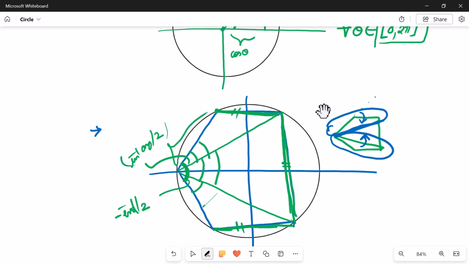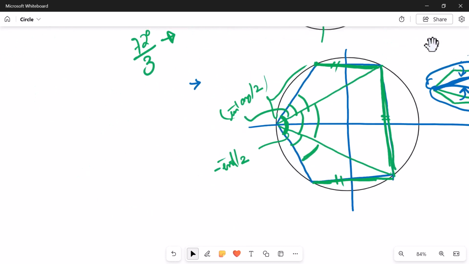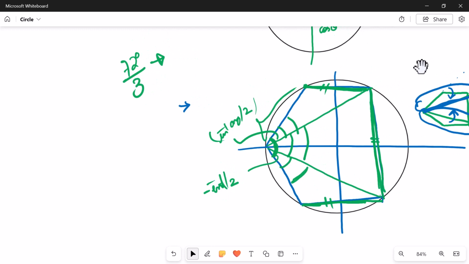Okay, so we have to divide this internal angle into 3 equal parts. Now the internal angle of a pentagon is 72 degrees, and we have to divide it into 3 equal parts. So let's take a square and see how many divisions we have to make in that polygon.